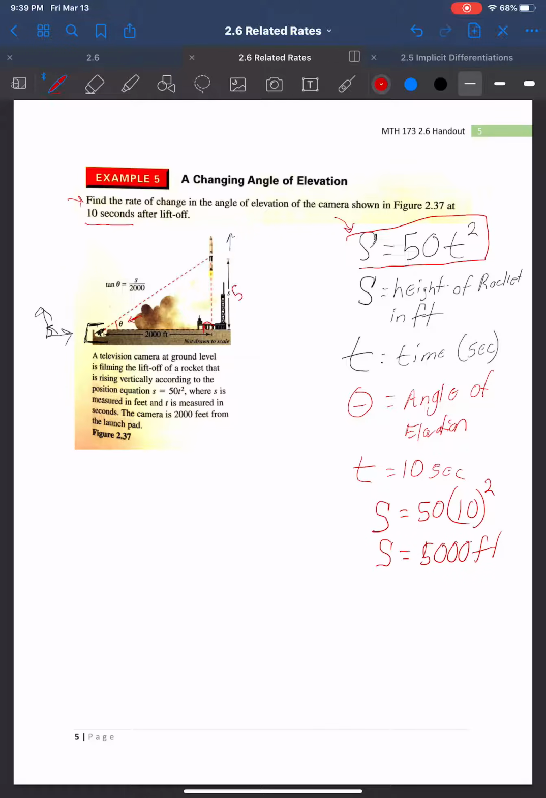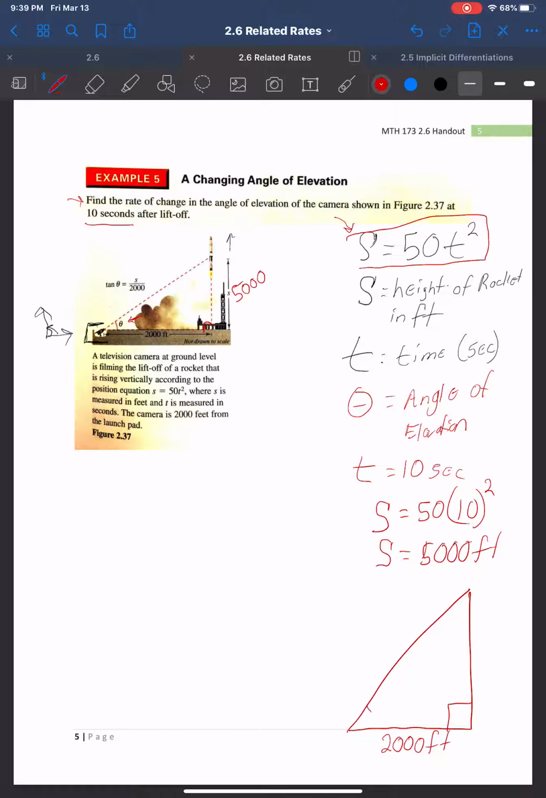So 5,000. Okay, so that picture is a little bit cluttered. I'm going to try to draw it down here. So this is what we know about this right triangle. We know that the base is 2,000 feet.